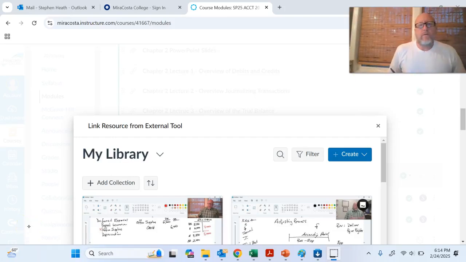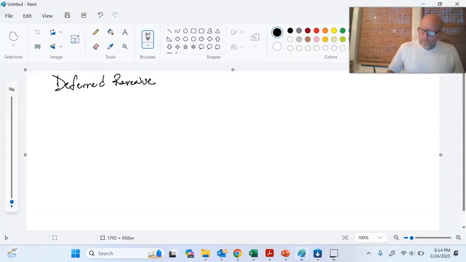Okay, deferred revenue. Deferred revenue is, for the most part, fairly straightforward. It just helps me to think of these things in terms of plain English. So deferred revenue are instances when the customer pays in advance.